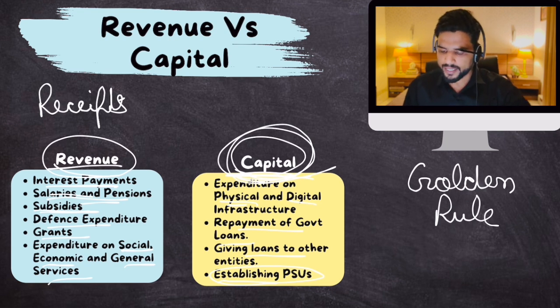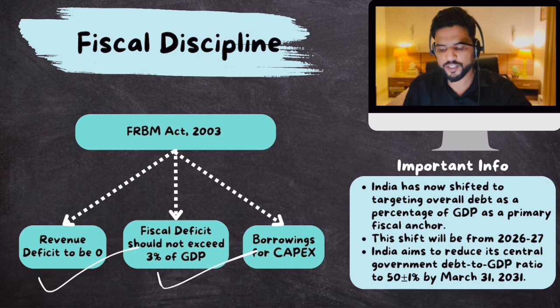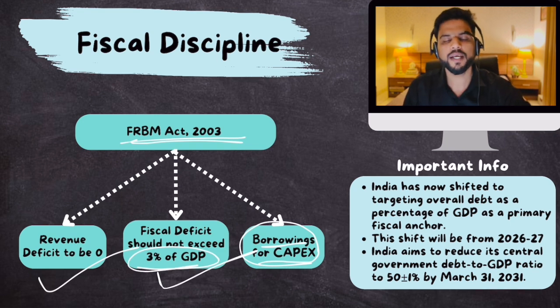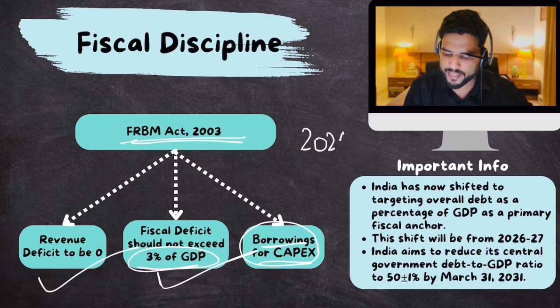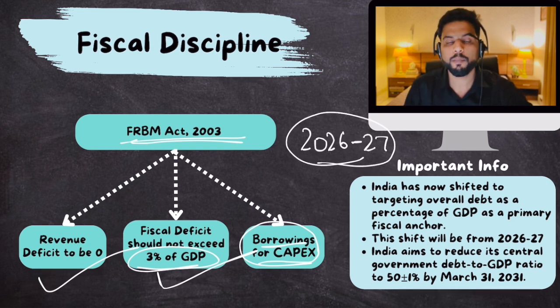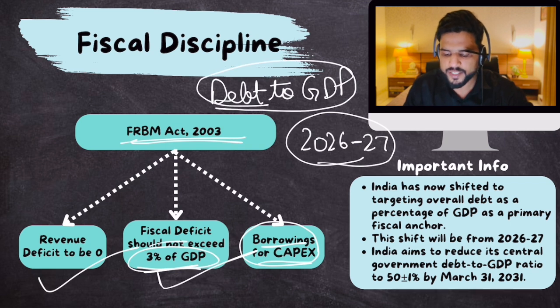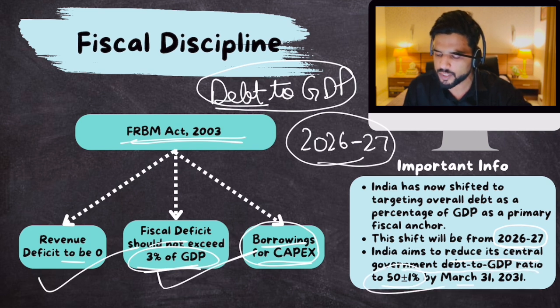So that is why the FRBM Act says revenue deficit should be 0, fiscal deficit should be 3%, and borrowing should only be for capex. Some more important information with respect to the FRBM Act. Earlier, the target under the FRBM Act was that fiscal deficit should be under 3%, right? But now the Government of India, from 2026-27, says that instead of primarily targeting fiscal deficit, we will directly target the debt to GDP ratio. So this will be our primary target. Fiscal deficit and revenue deficit would be our secondary targets. This shift will happen from 26-27. India aims to reduce its central government debt to GDP ratio by 50% by March 31st, 2031. This is some extra information you'll find in your notes also.